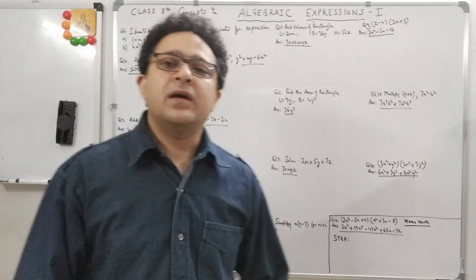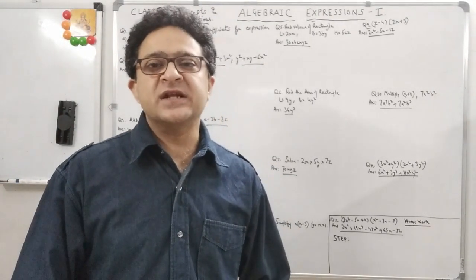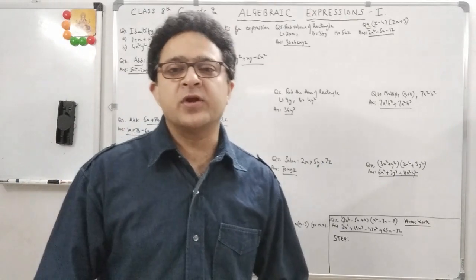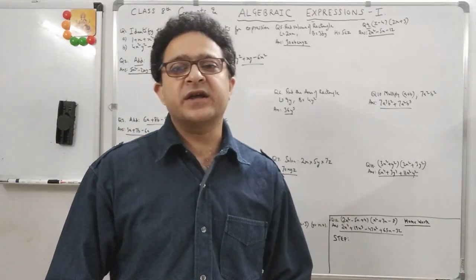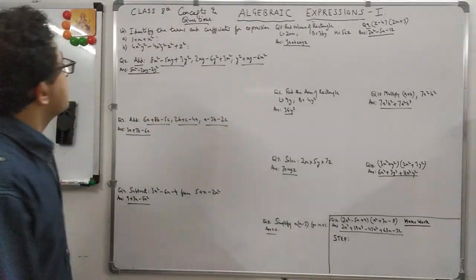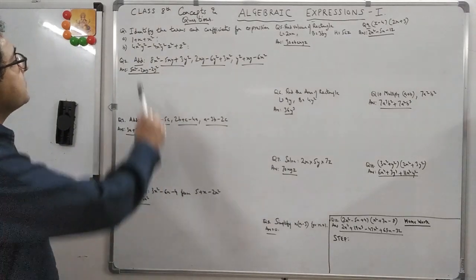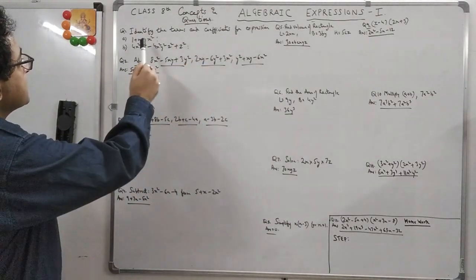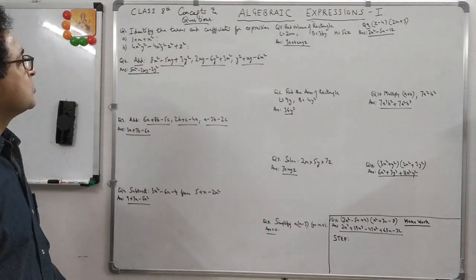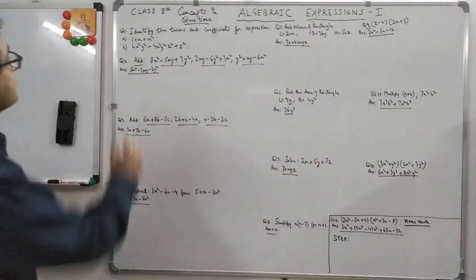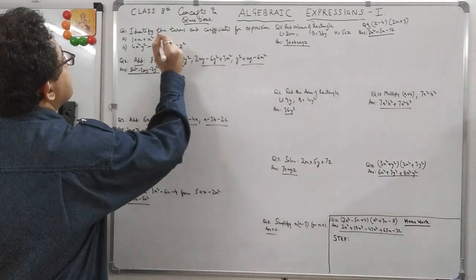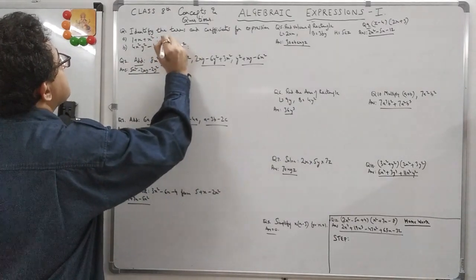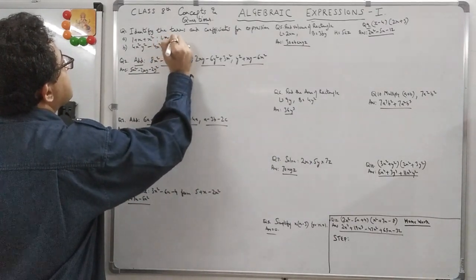Regarding the multiplication, addition and subtraction for polynomials and algebraic expressions. So first question on the board, identify the terms and coefficients for the expression 1 plus x squared. So what can be the terms? There are three terms you see.